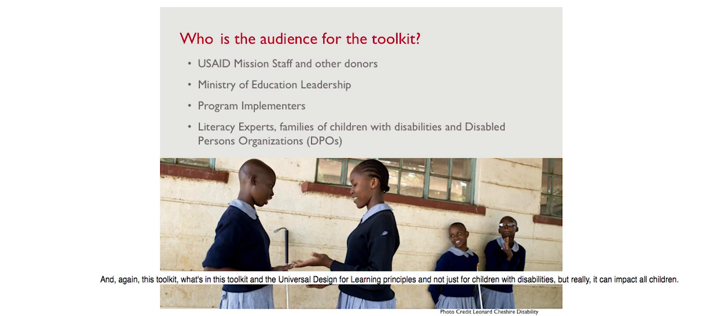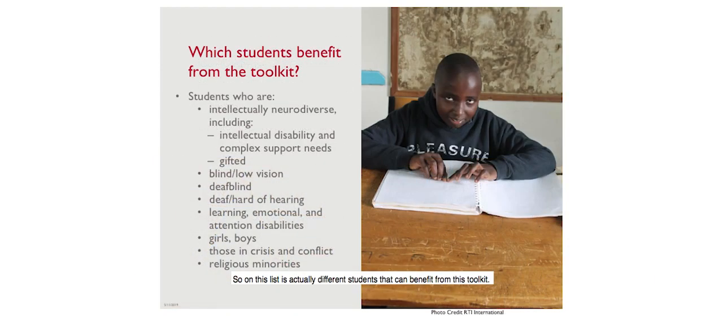And again, what's in this toolkit and the Universal Design for Learning policy principle is not just for children with disabilities, but really it can impact all children. So on this list, there are different students that could benefit from this toolkit. And as you will see, it impacts pretty much everybody globally.